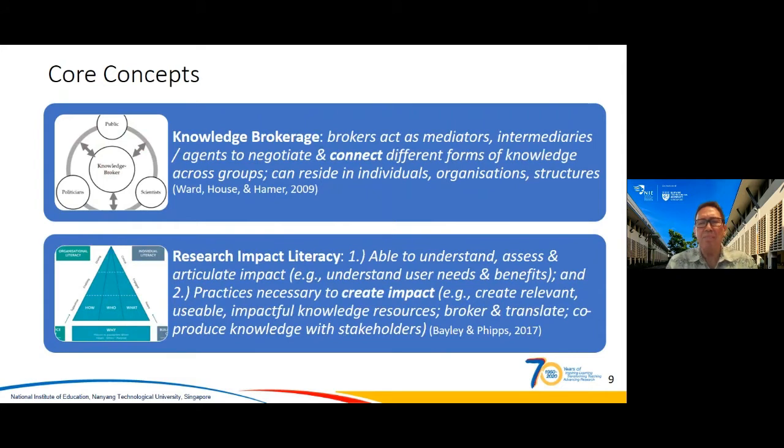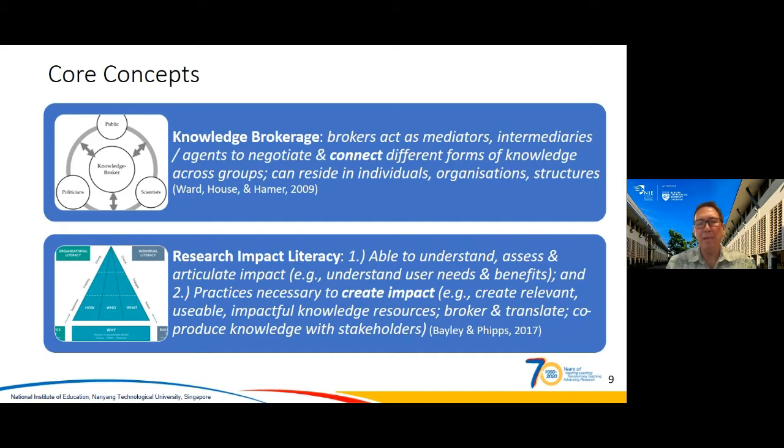Another concept is knowledge brokerage, where we see individuals and institutions acting more as mediators and intermediaries to really connect up these different forms of knowledge. And then the last concept here that's important is this notion of research impact literacy. It's understanding, assessing, and being able to articulate impact. And I think part of that literacy is really understanding user needs, whether they be policymakers or teachers, and how different forms of knowledge might actually benefit different stakeholders.